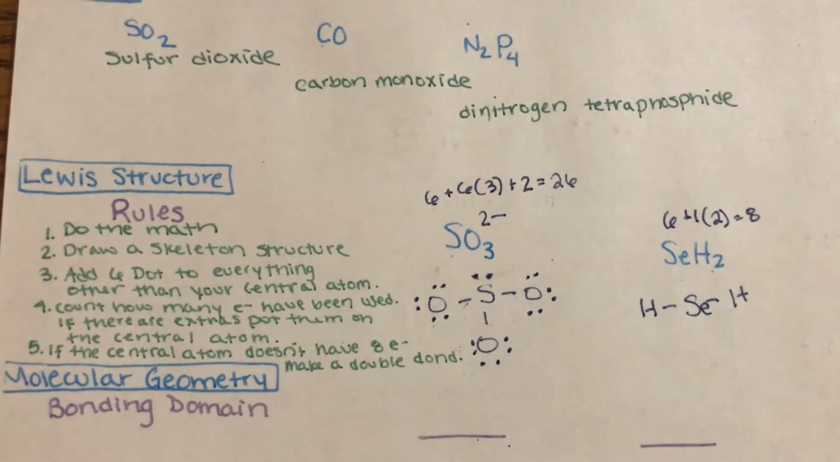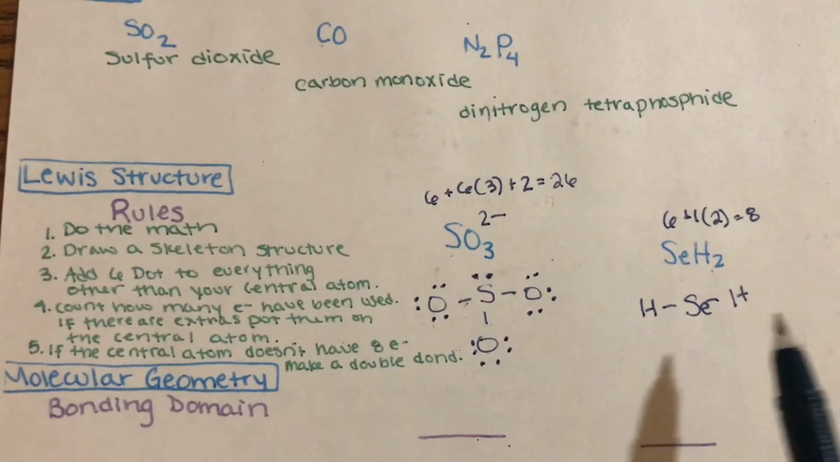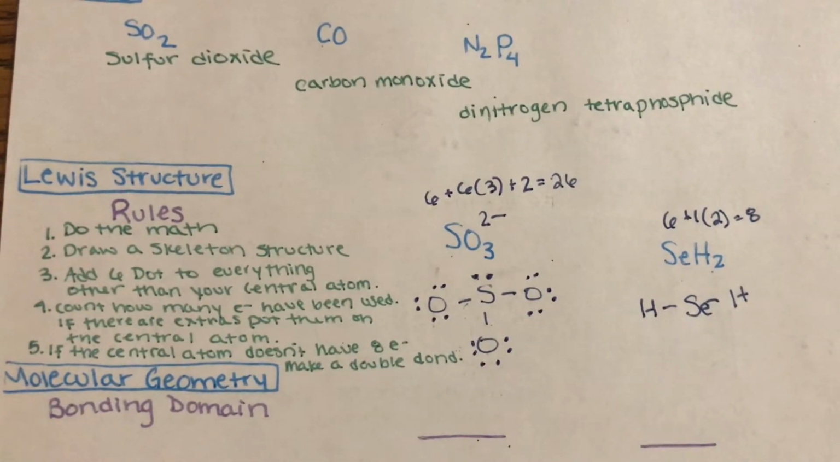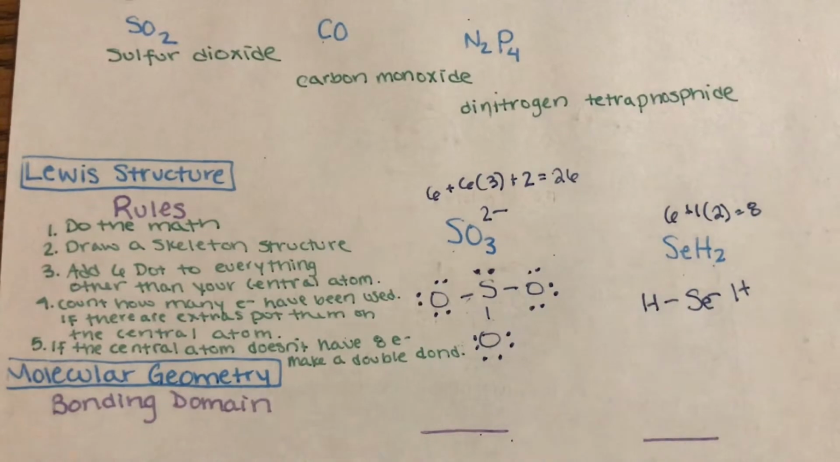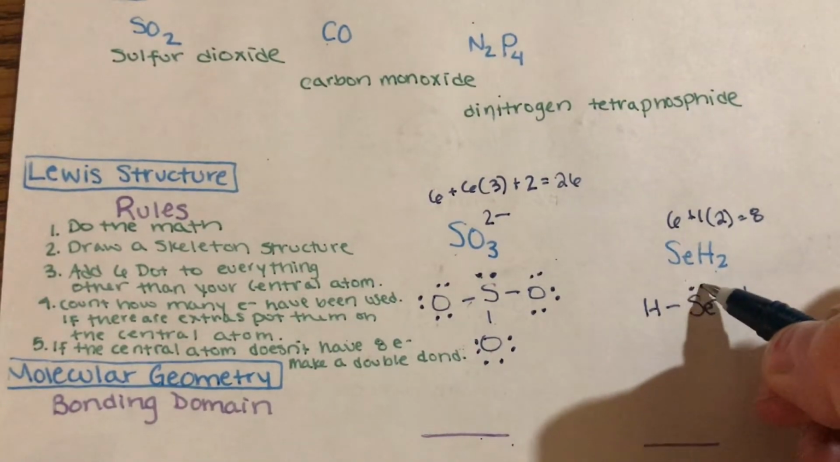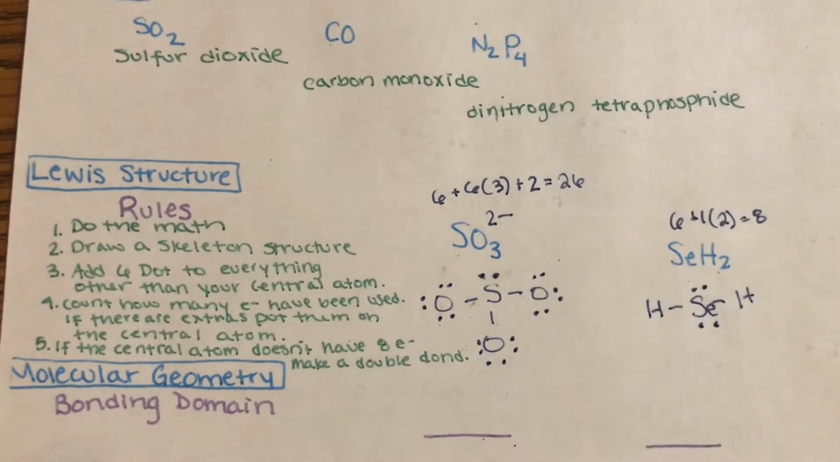Remember, you never add dots to H, so I'm going to leave it just like this. So I'm going to go on to step 4. I have to count how many electrons I've used. So I've used 2, 4. So that means I still have 4 left over. So I'm going to put those extra 4 on our central atom.